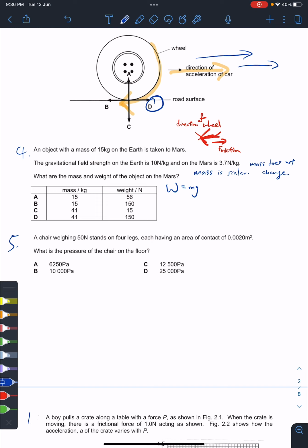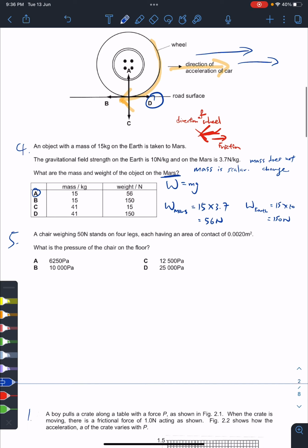Okay, so what is given here is, let's just calculate. W on the planet is 15 times 3.7, equal to 56 Newton. Then W on earth is 15 times 10, 150 Newton. So the answer is... oops, I just need mass. So mass is 15, and the weight is 56, answer A.